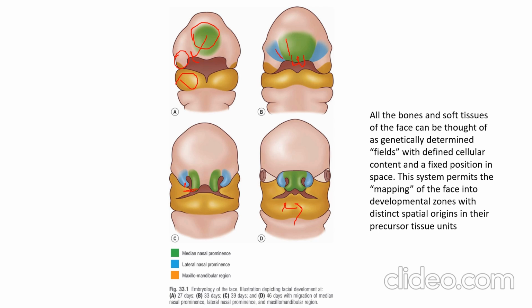The third one is the neuromeric theory. The basic concept behind this theory is that all the bones and soft tissue of the face are thought to be genetically determined. They have a particular field and spatial orientation in which they have to be formed, so these are all genetically determined. This is called mapping of the face, mapping of the developmental zones of the face. If there is some problem with the development of this genetically determined mapping system, there could be a craniofacial cleft, is what this theory states, and it is one of the most commonly accepted theories yet. From this we will look into the classification.